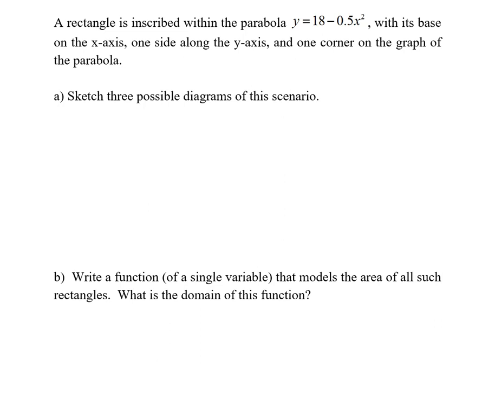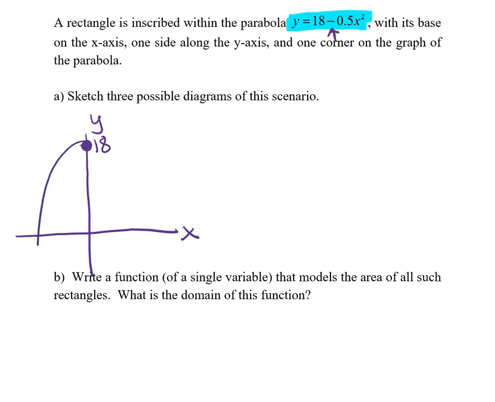diagrams of this scenario. So let's begin by thinking about what this quadratic function would look like, so that we could graph our parabola. So I'll go ahead and make an x-axis. I'm going to make a y-axis here. And you want to recognize that your y-intercept is at 18. You'll also want to recognize that this parabola opens down due to that negative leading coefficient. The leading coefficient is negative 0.5, the coefficient of the quadratic term. So we know we're going to have a parabola that looks like this.